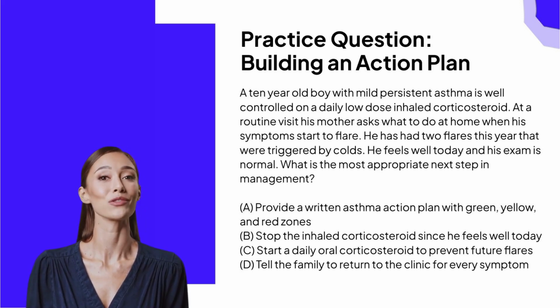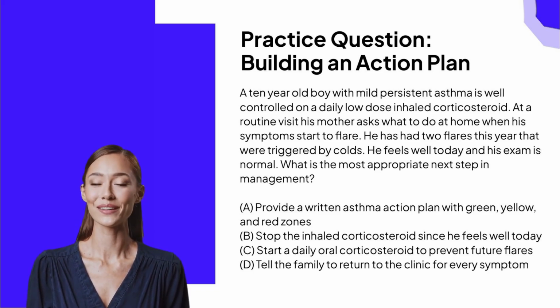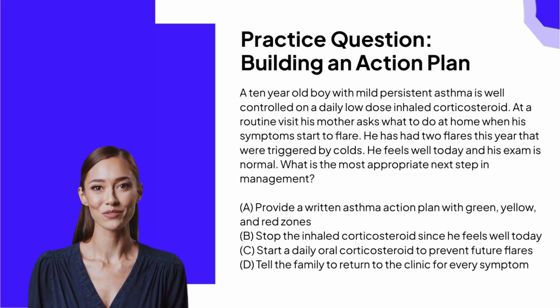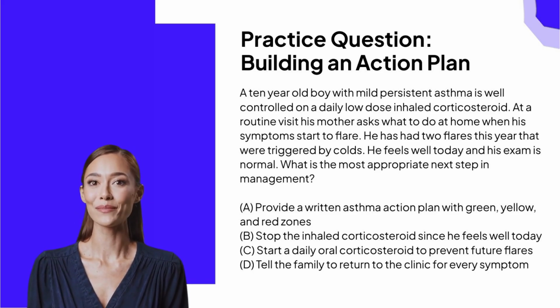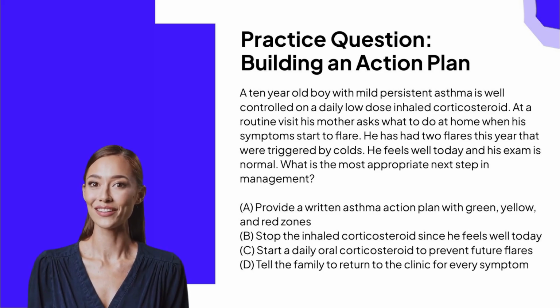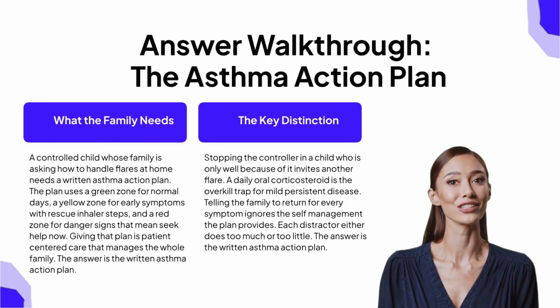Your choices are to provide a written asthma action plan with green, yellow, and red zones, to stop the inhaled corticosteroid since he feels well today, to start a daily oral corticosteroid to prevent flares, or to tell the family to return to the clinic for every symptom. Choose your answer before we go through it. Let us break down this answer.